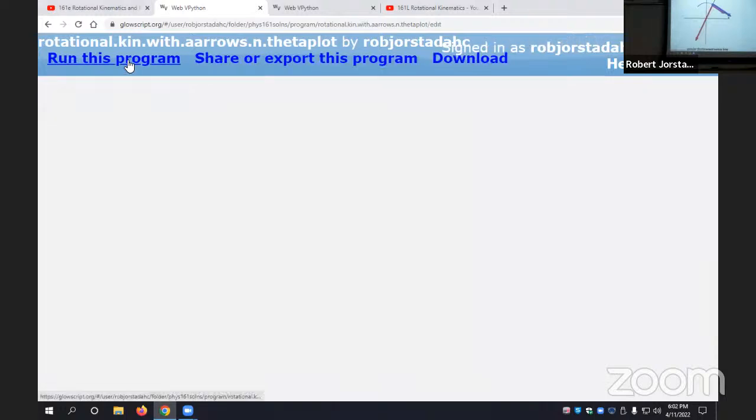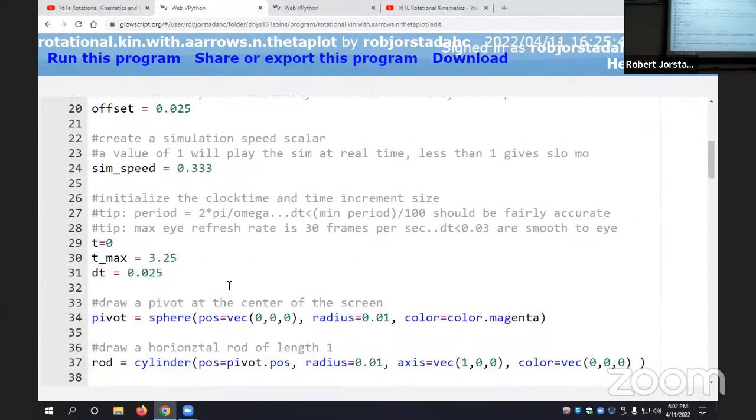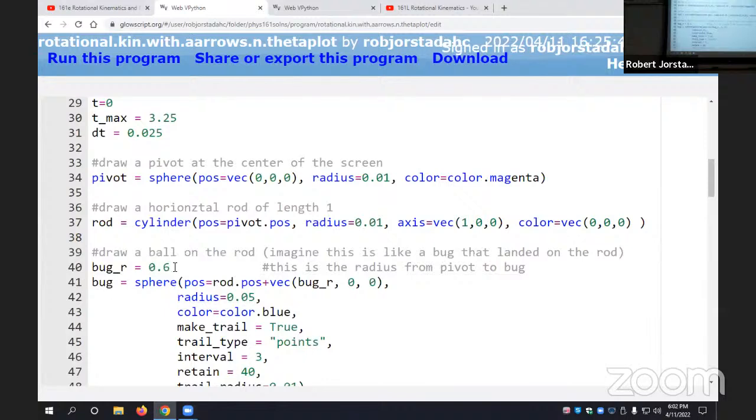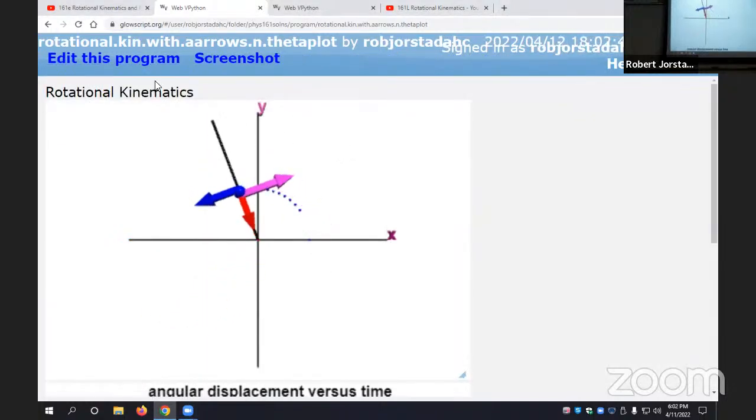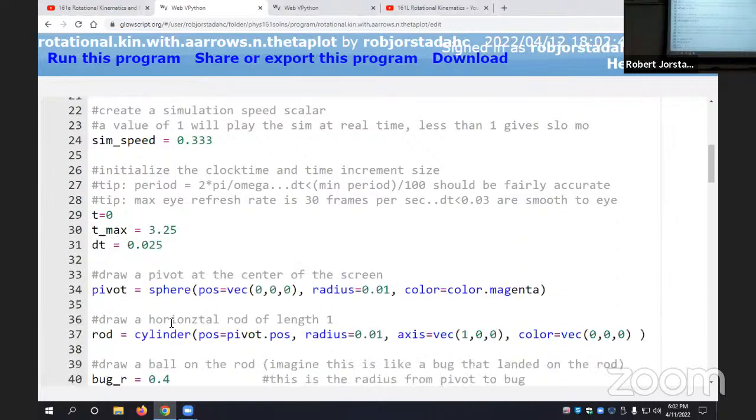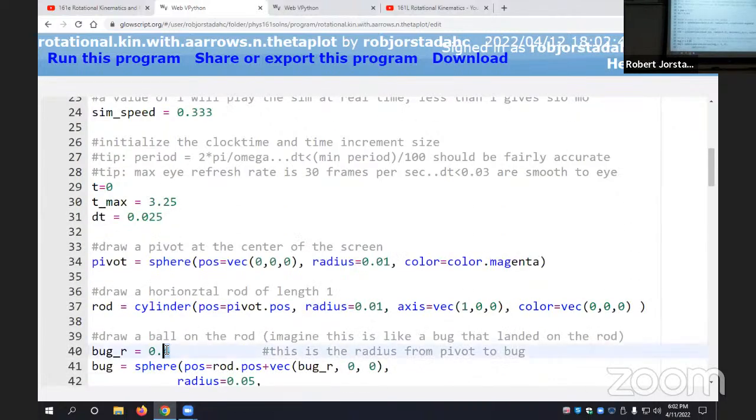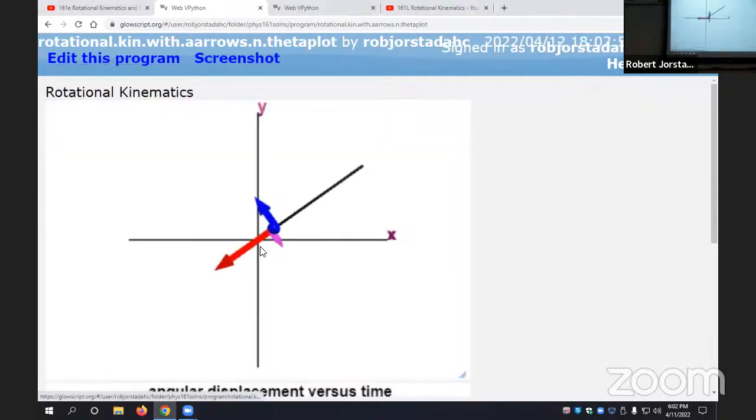So I'm gonna rerun this program and I'll show you right here. Pretend that is a bug, and let's change the bug's radius to say 0.4 and watch what this does to the code. It's closer in. Do you see that? It's a little closer to the center. And if we go even closer, we're very close to the center now, right? So what we're seeing here is we can change the location of the bug and analyze different properties of the motion.